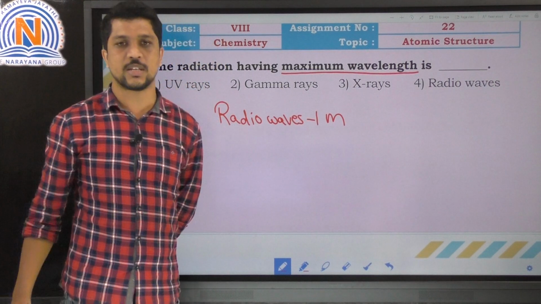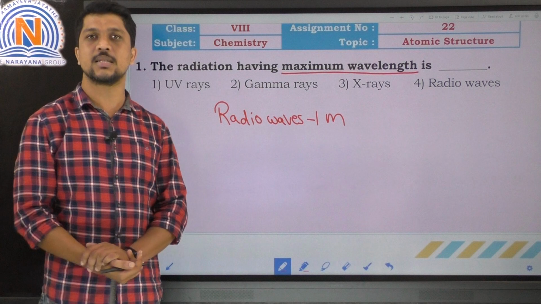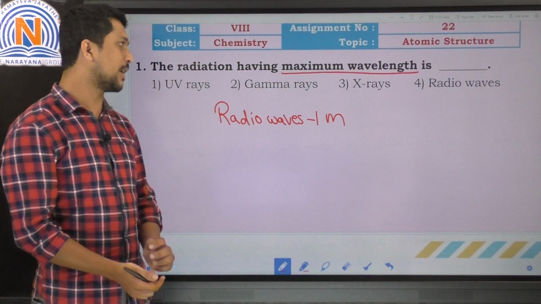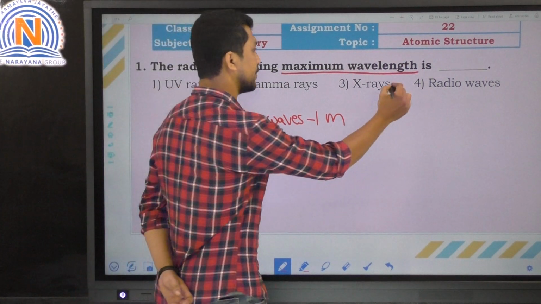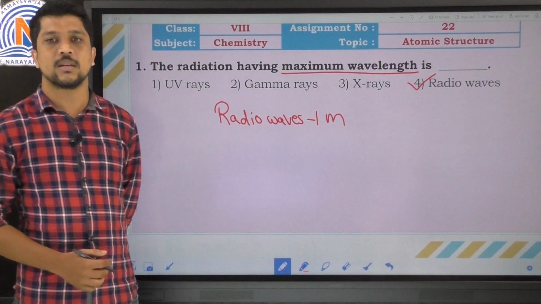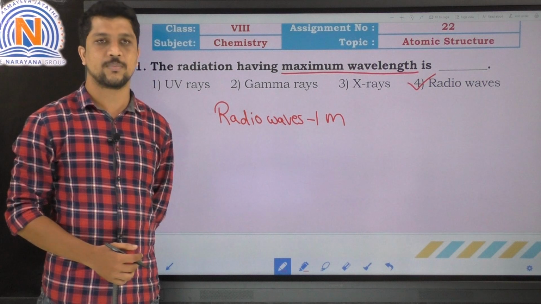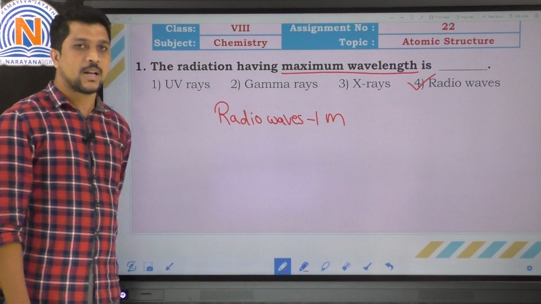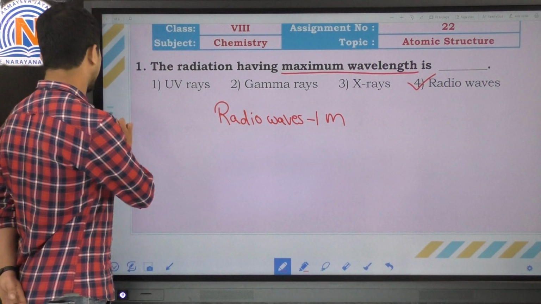The wavelength of the radio waves is the maximum wavelength, that is 1 meter. So here the correct option is the fourth option. The maximum wavelength is radio waves. Clear? Let's move to the next question.